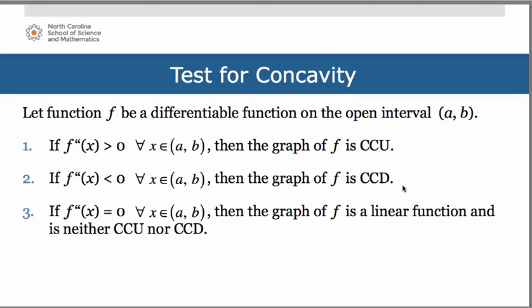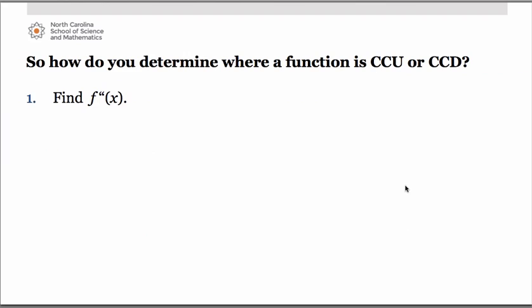If the second derivative equals 0 for all x's in the interval from a to b, then the graph of f is a linear function and is neither concave up nor concave down. So how do you determine then where a function is concave up or concave down? Well, if you think about that test for concavity, remember concavity is dictated by the sign, S-I-G-N, of the second derivative. So the first thing we're going to have to do is find the second derivative.